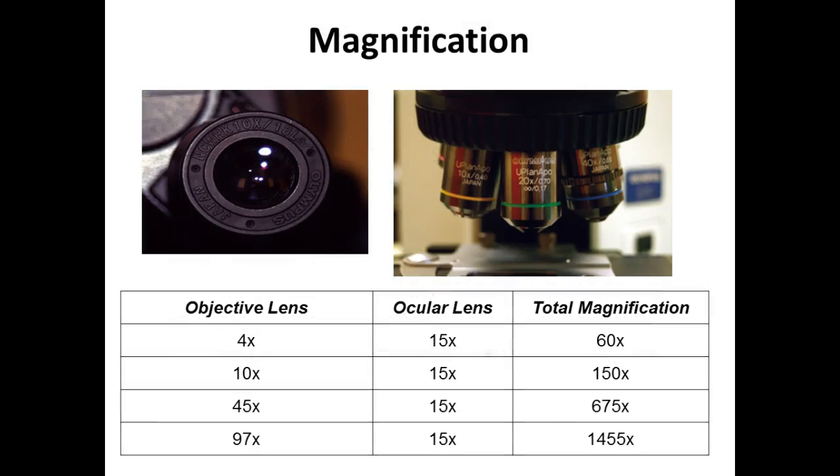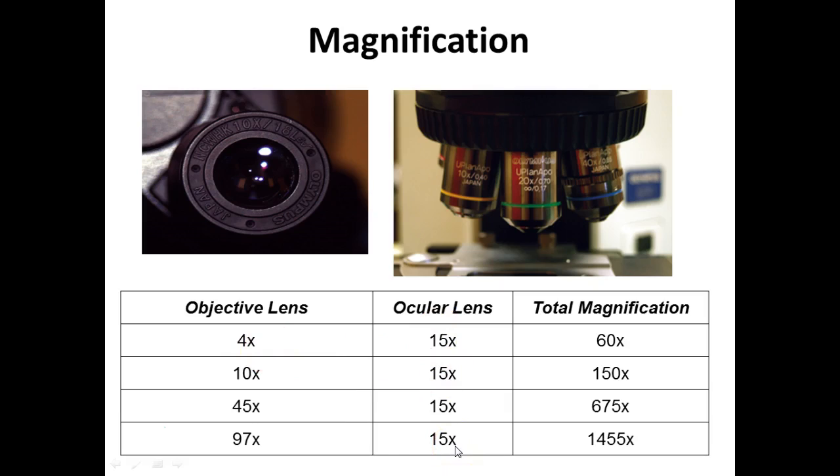Each one of your lenses that magnify, your ocular or your objectives, has its magnification stamped on it somewhere. X stands for times magnified. That's the unit for magnification. When you want to figure out the total magnification, since we're using two lenses in series, you multiply them.